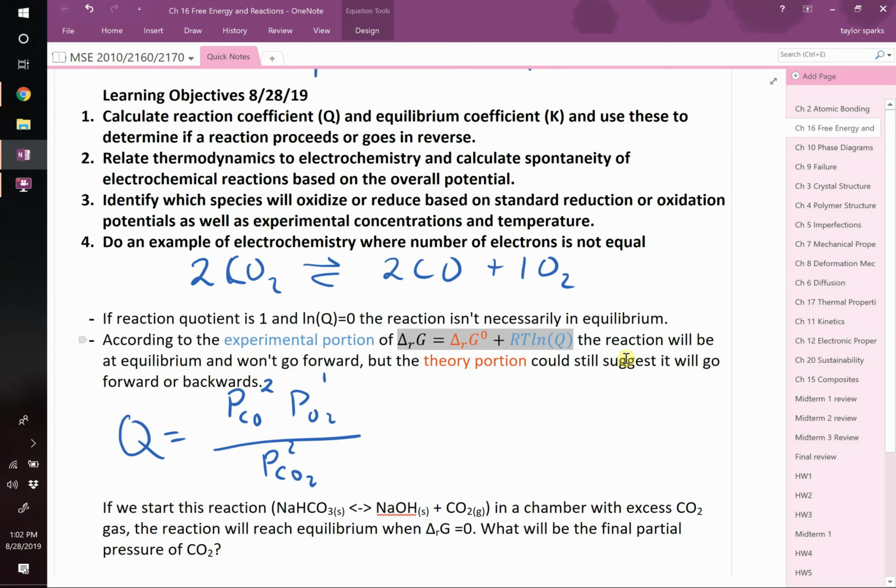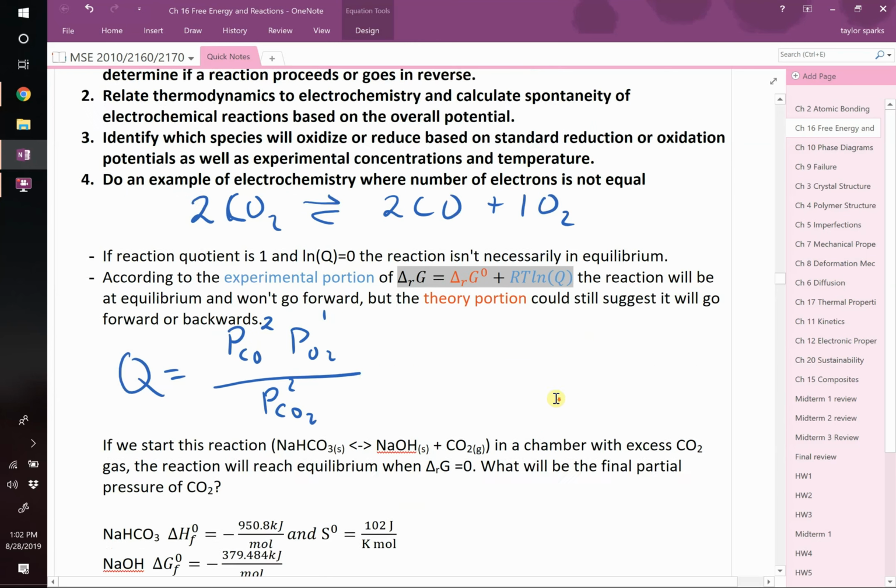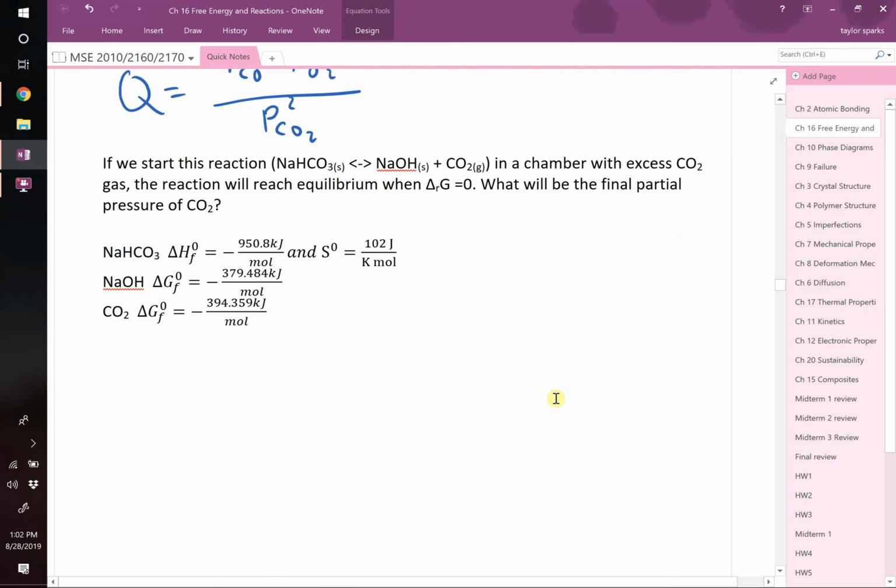I want that to be really clear. Crystal clear? Okay, so let's do an example. Let's start with this reaction. You've got NaHCO3 as a solid, turning into NaOH as a solid, and CO2 as a gas, okay?